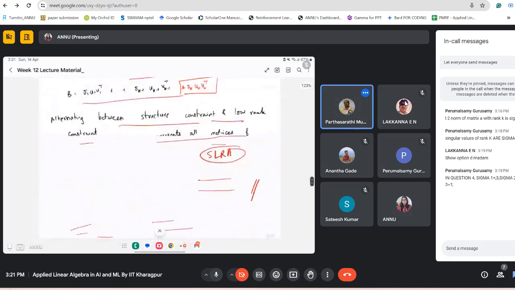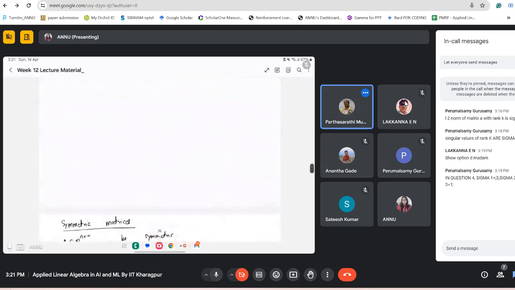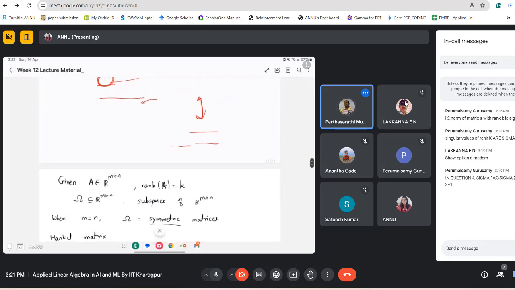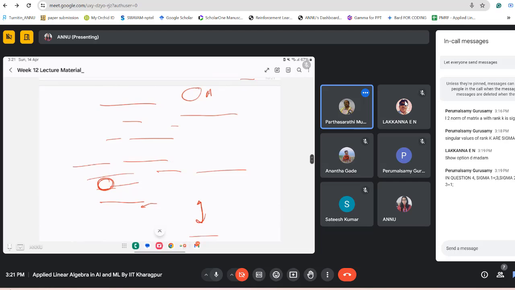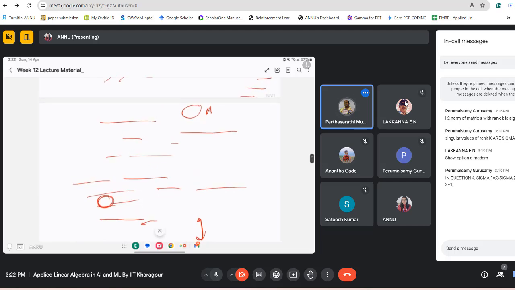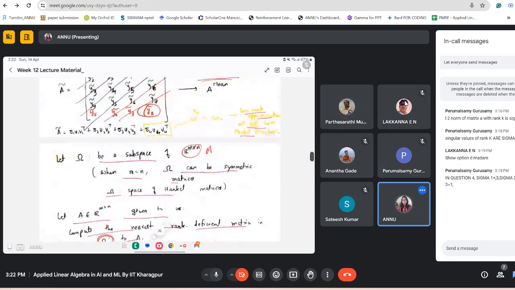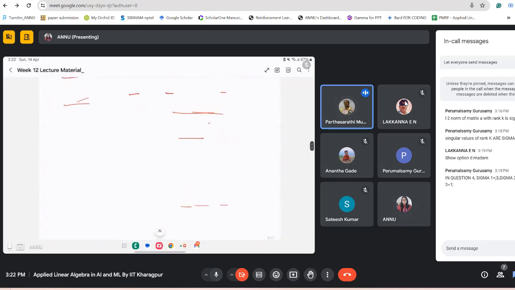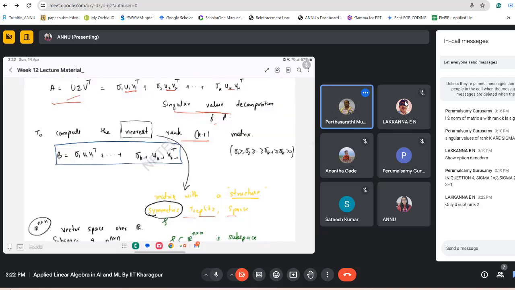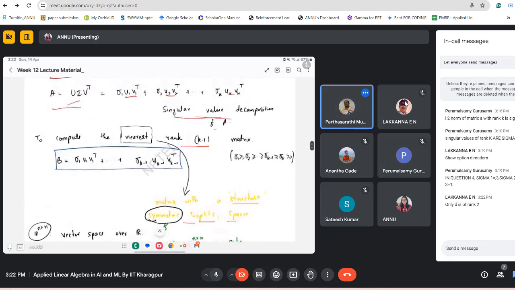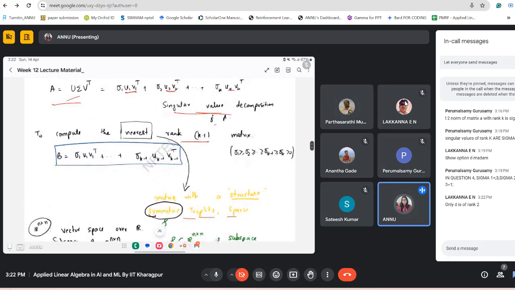That one observation is very correct. But I think Guruswami is telling about another example. Can you please place the question once again? You are on the screen.